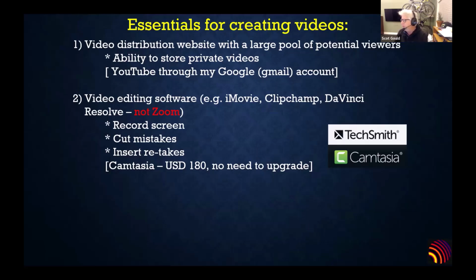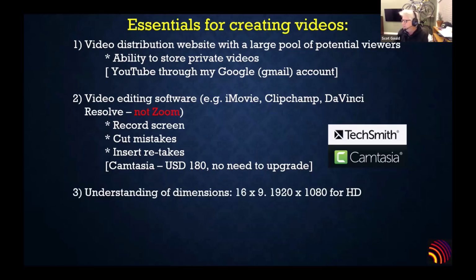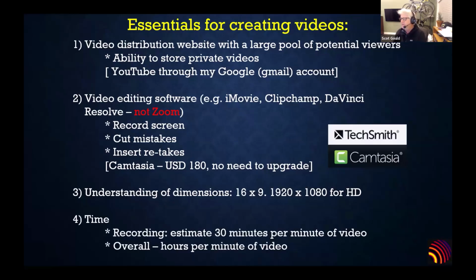I paid $180 US, and I've never had to upgrade since 2020. All you need is a few things. You have to be able to record the screen, cut the mistakes, and definitely do retakes. I cuss a lot, and so apparently that's not allowed or expected on YouTube. Okay, understanding dimensions. We'll talk more about that later. And unfortunately, you have to have a lot of time. It is astonishing how long it takes to make 1 minute of video if you want to do it well. If you just want to stand there and have them record you babbling, then it doesn't take as much time.